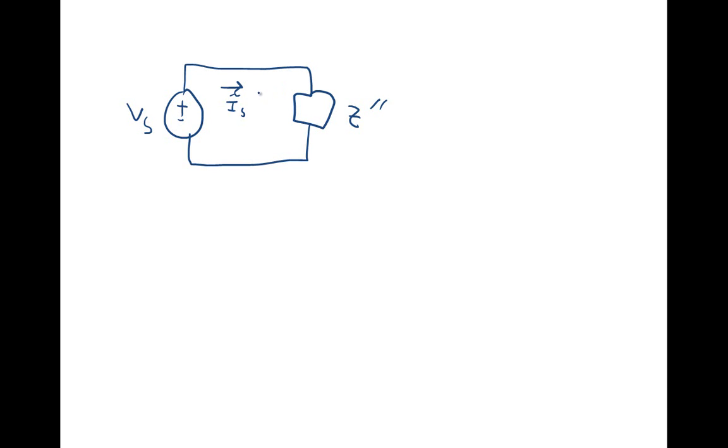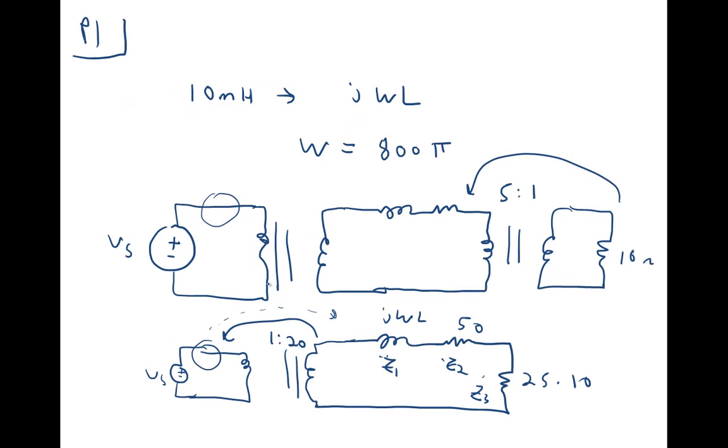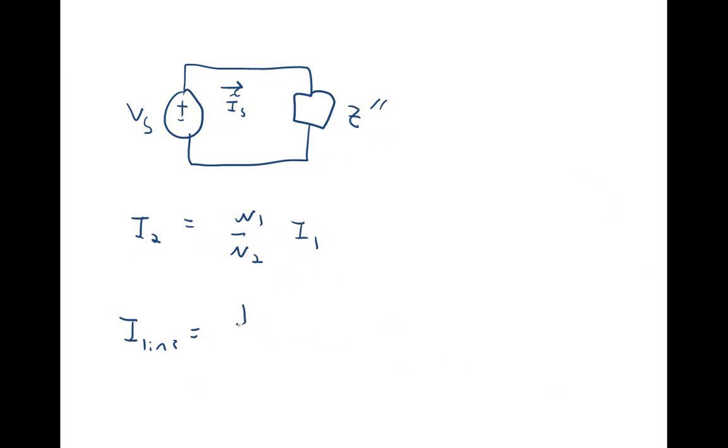Now, once you have your Is, then you know that I2 on the secondary side has to be equal to N1 over N2 times I1. So that means then I2, we can replace that by I line, has to be equal to N1 over N2, which in this case would be 1 to 20. So 1 divided by 20 times I1, which in this case would be Is. And that'll give you your line current. And then, of course, once we have the line current, we can use the same formula to show that I load has to be equal to 5 times I line.